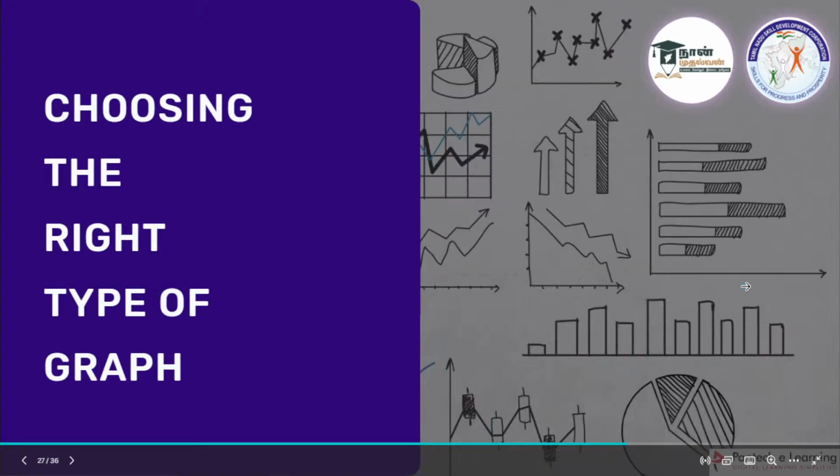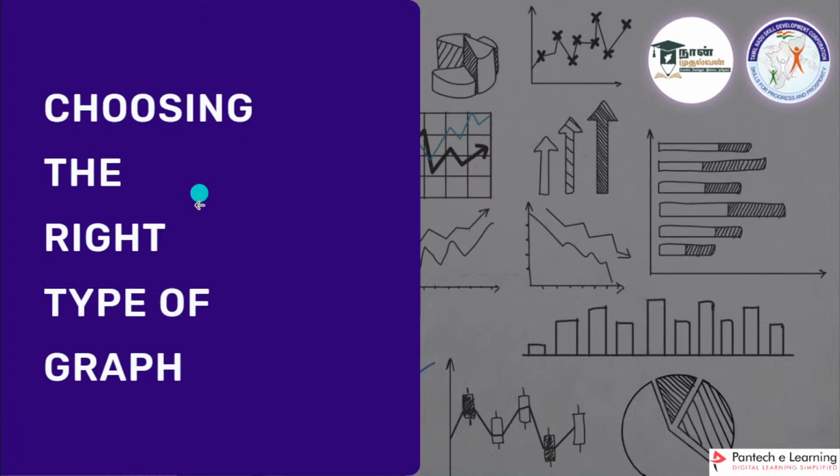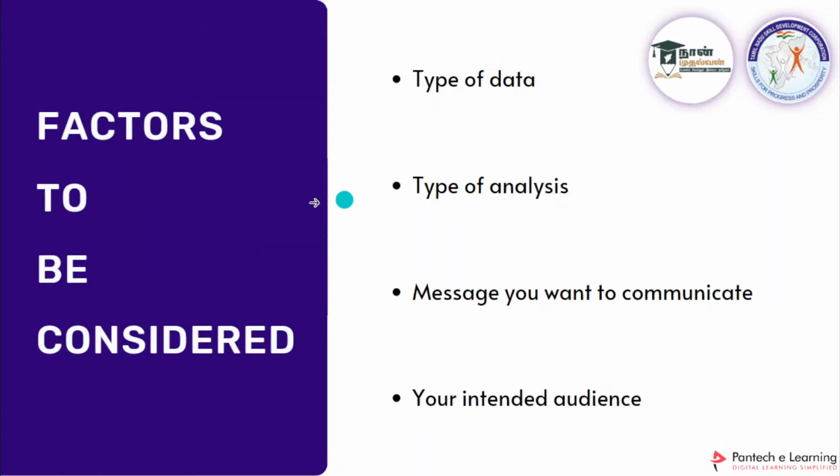Okay, so now comes the question: choosing the right type of graph. If you choose in a different manner, it will completely destroy the purpose, and you won't analyze or understand anything from the visual part. So you have to choose the right type of graph, and you have to consider some factors. For example, the type of data or the type of analysis you are going to do, what message you want to communicate, and your intended audience. Based on these three factors, you are going to decide.